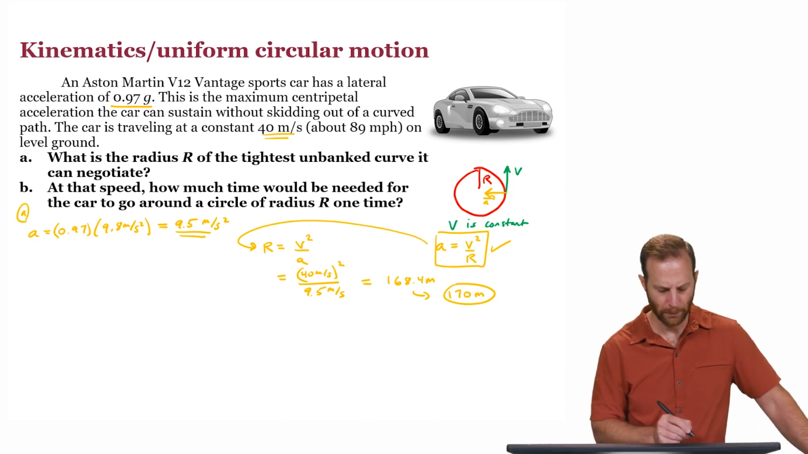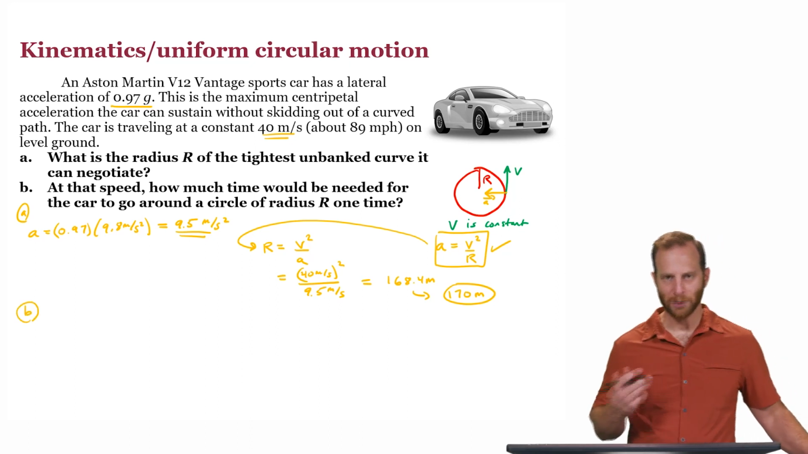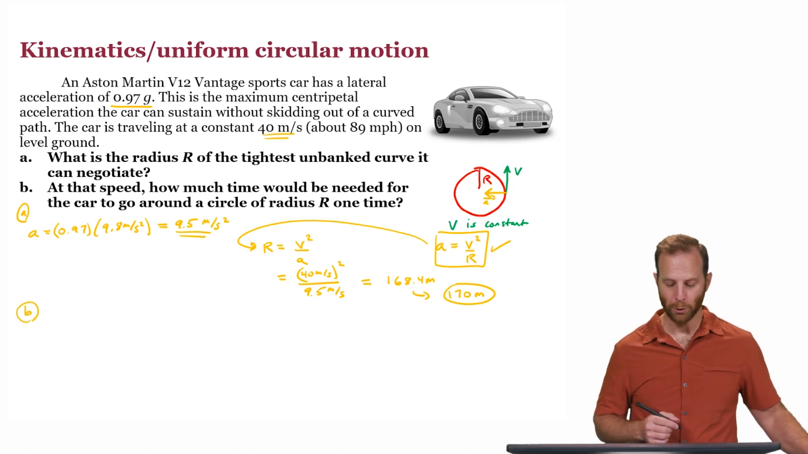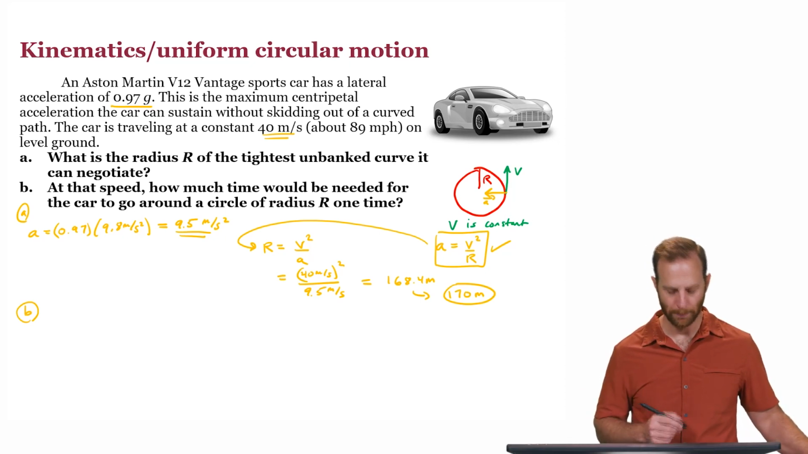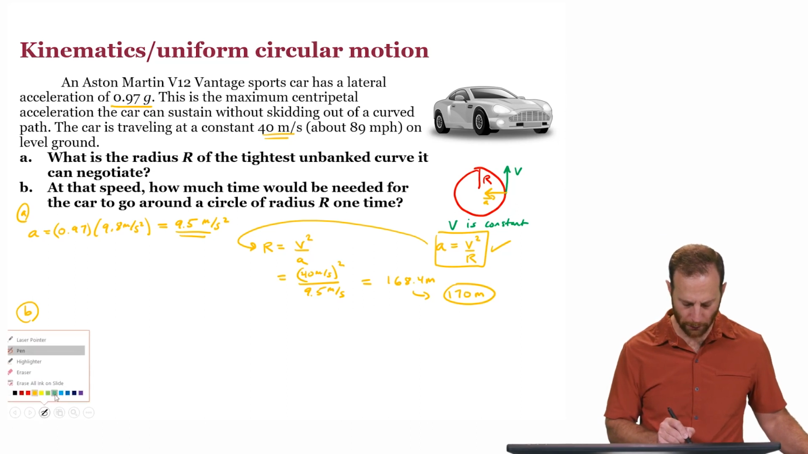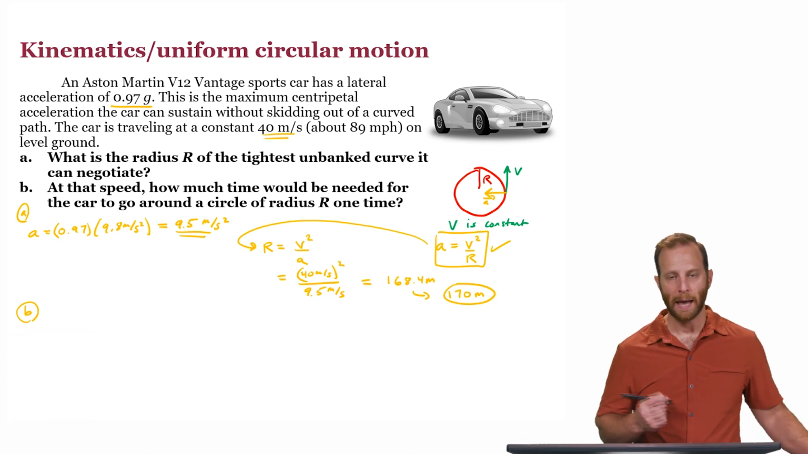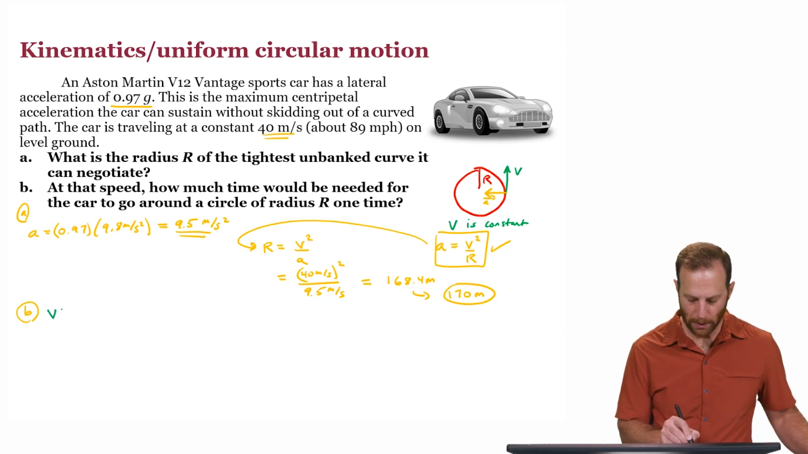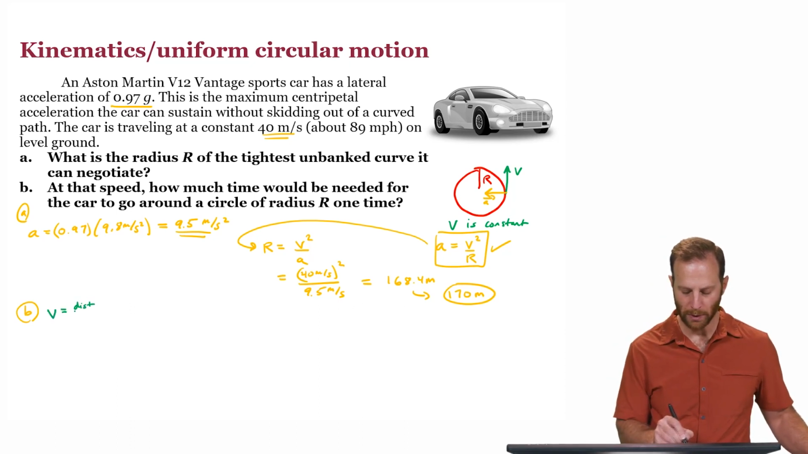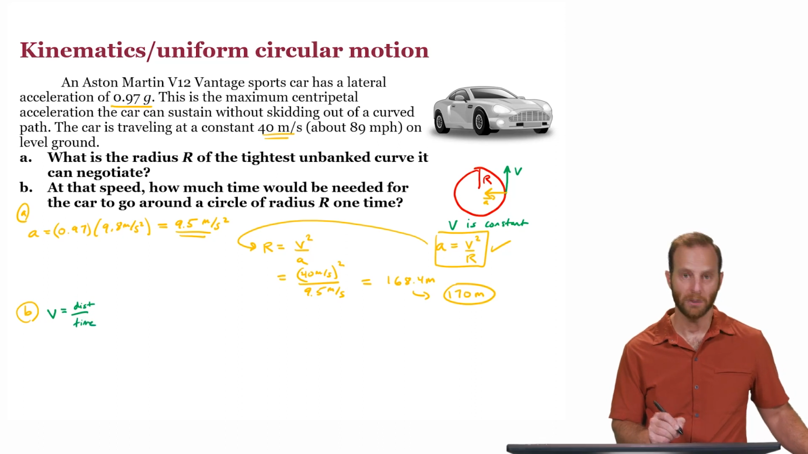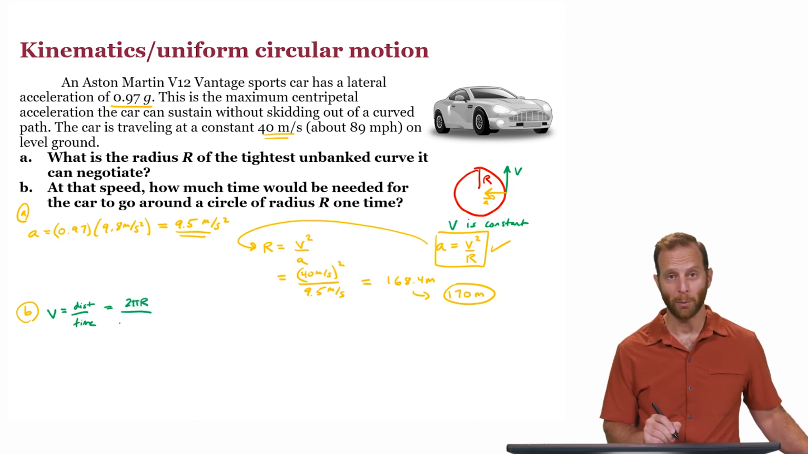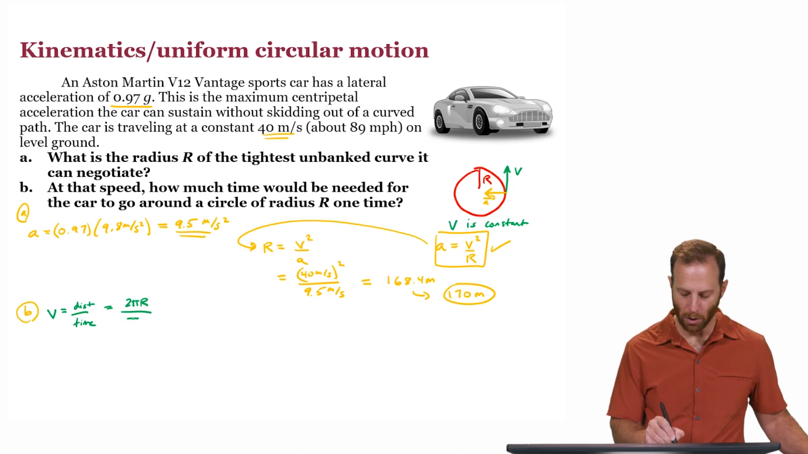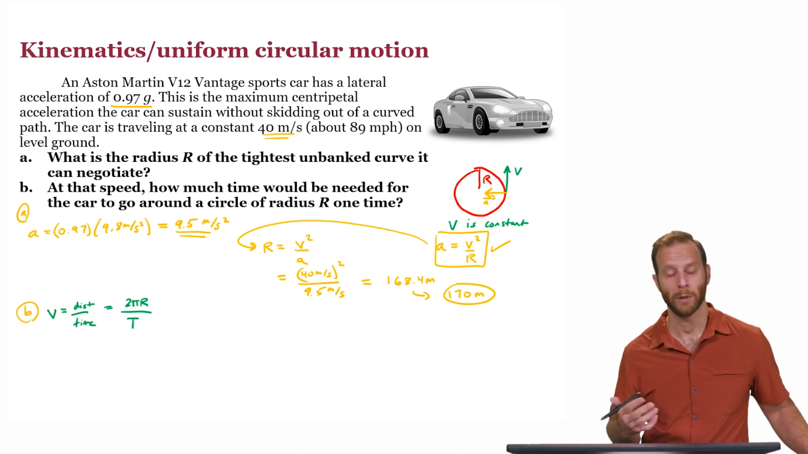That was part A. In part B, at the speed that we were just given, 40 meters per second, how much time would be needed for the car to go around the circle of radius r one time? It's important to realize here, if you're going around a circle at a constant rate, then the speed is simply related to the distance and the time in this way. Distance over time is the speed. The distance is the circumference of the circle. That's one time around. How much time does it take? Let's call that capital T, also known as the period.